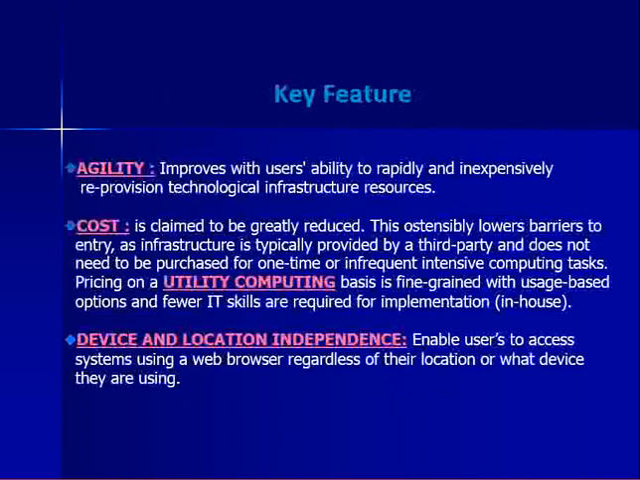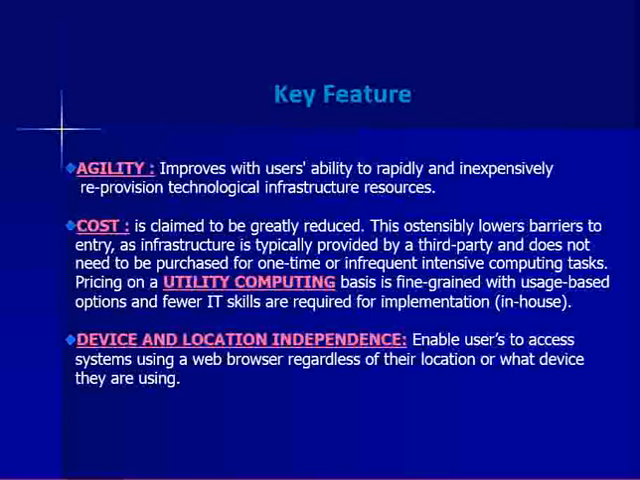Let's start with key features. First of all, agility. Agility improves with users' ability to reprovision technological infrastructure resources. Application Programming Interface (API) accessibility to software enables machines to interact with cloud software in the same way the traditional user interface, like a desktop computer, facilitates interaction between humans and computers. Cloud computing systems typically use representational state transfer based APIs.